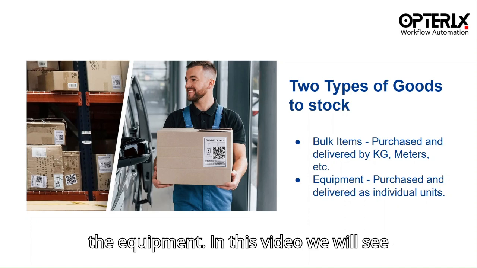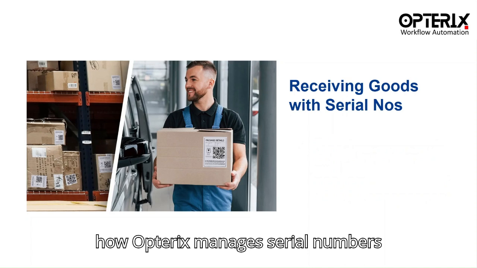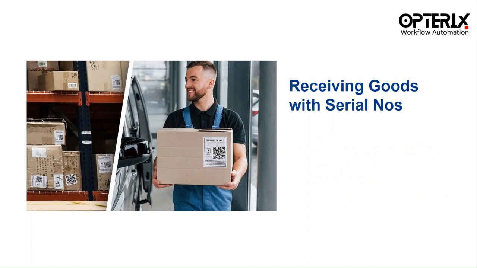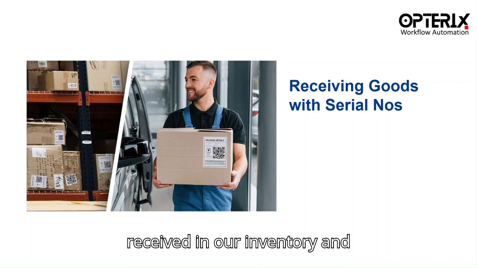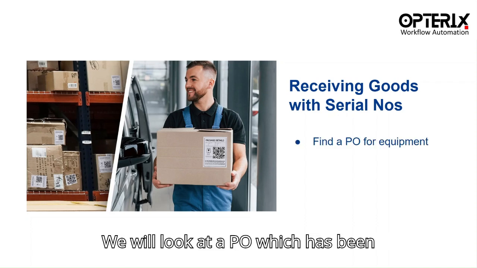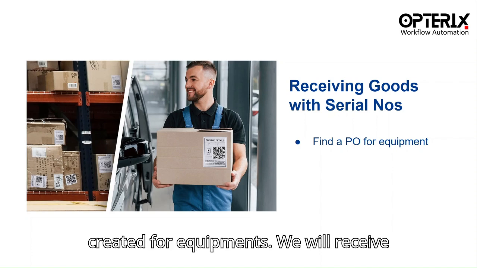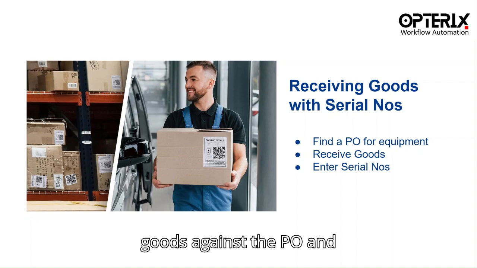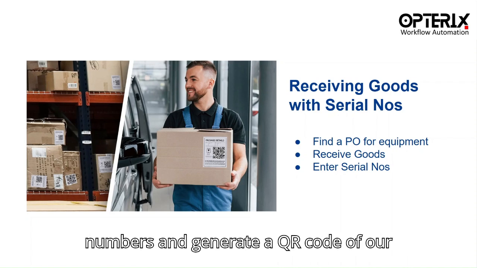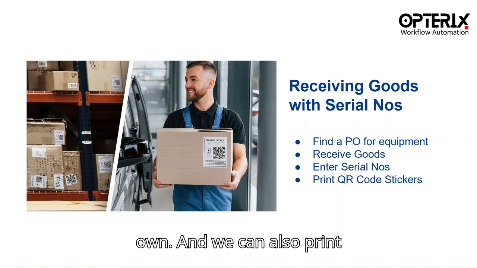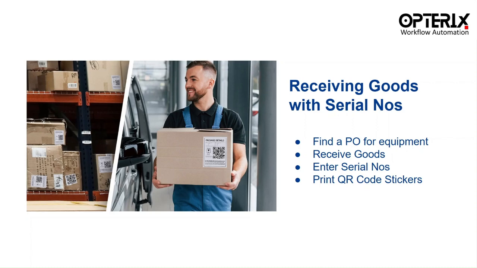In this video, we will see how Opterix manages serial numbers for goods from the point they are received in our inventory. We will look at a PO which has been created for equipment. We will receive goods against the PO, and then we will see how to enter serial numbers and generate a QR code of our own, and we can also print QR code stickers. Let's see this in action.